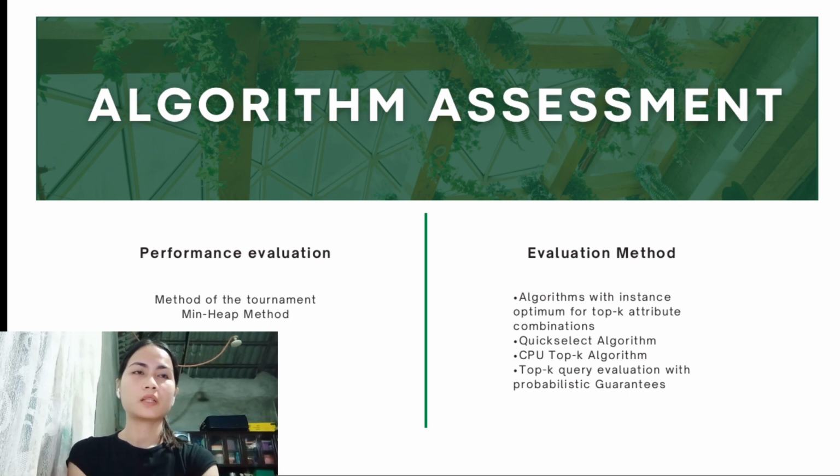So, number 4, top k query evaluation with probabilistic guarantees. So, a strategy for the top k query evaluation with probabilistic guarantees is presented in this paper. It keeps track of a group of candidates and dynamically modifies the threshold in response to the best results as foreseen. The program evaluates items according to their scores while simultaneously scanning lists.